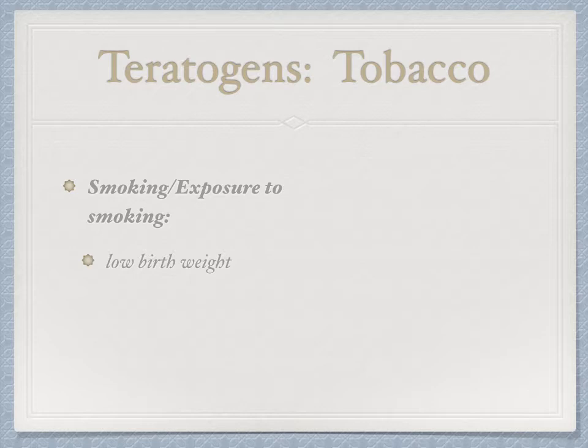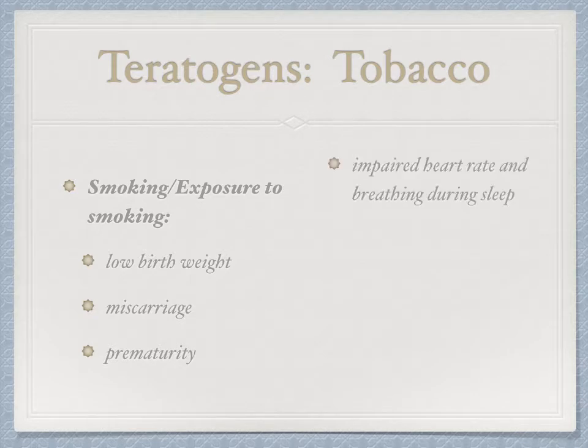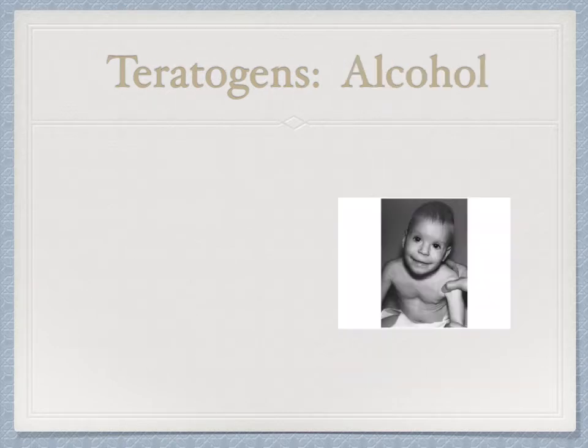Smoking also has an increased rate of miscarriage. And again, this is also exposure to smoking, so this is not just the mother's use of the teratogen. This can be the father's use or others around her use of this. Premature birth, impaired heart rate and breathing. We can see higher rates of infant death, higher rates of asthma and cancer, which make a lot of sense. Those are pretty clear. And then we can see some cognitive impairments as well.